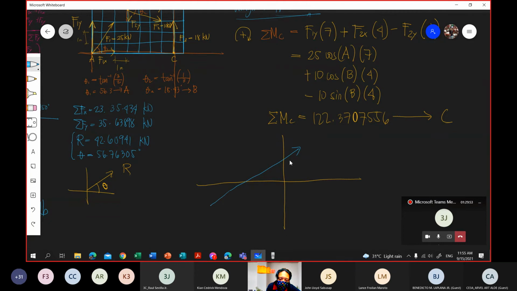Na-intersect hiya x-axis and y-axis at quadrant 2. So, this is your resultant. Kay ano nga nakayakan ako nga delete resultant? Because, unang-una, positive hiya. So, dapat, para makita nga it direction ng resultant is upward to the right, di ba?